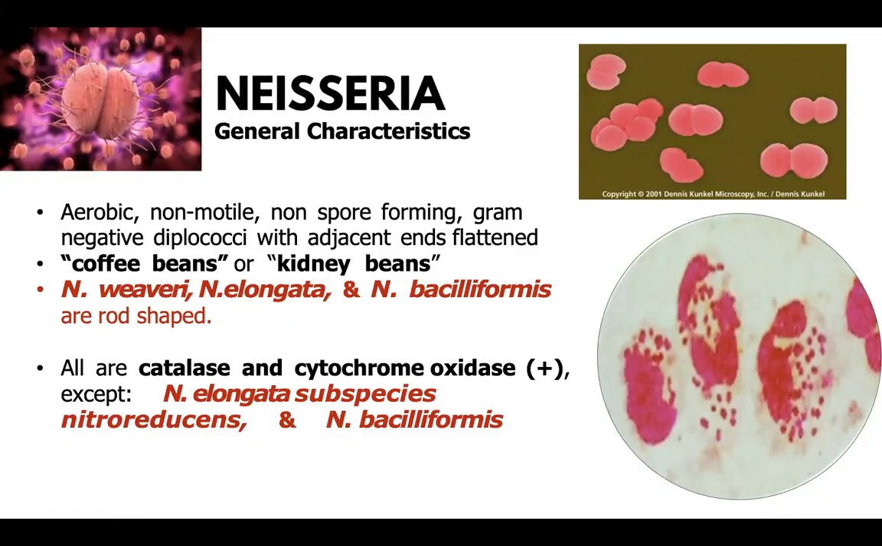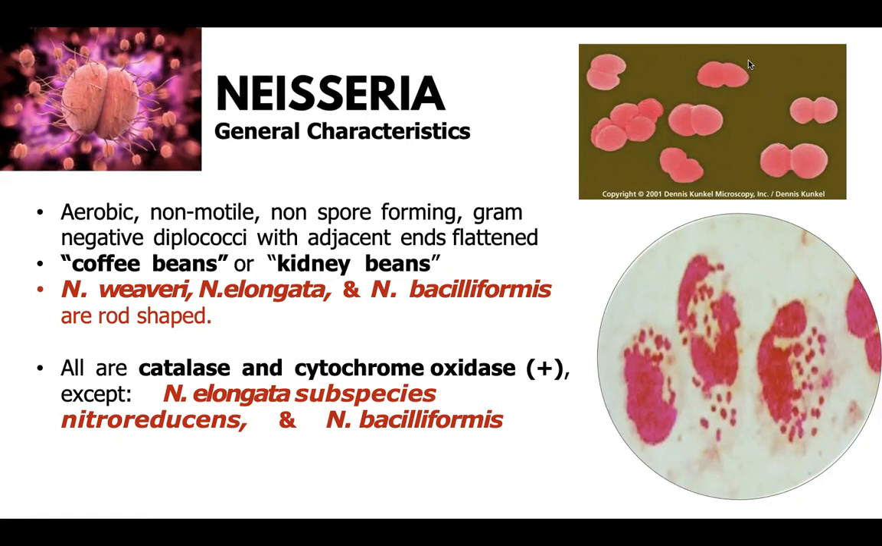Of Neisseria as a group, they are aerobic, non-motile, no spores formed, and they are gram-negative diplococci. Okay? So, two pairs of coccal organisms with one end that's flattened. The ends that are adjacent to each other are flattened. So, they look like capital letter D joined together. Okay? So the flat ends are the ones stuck together. That's why they are described as coffee beans or kidney beans shape.